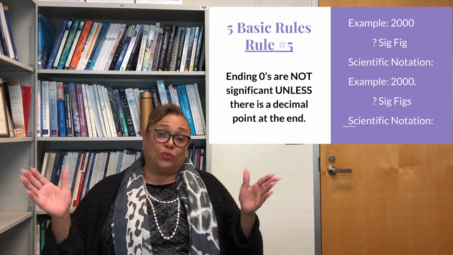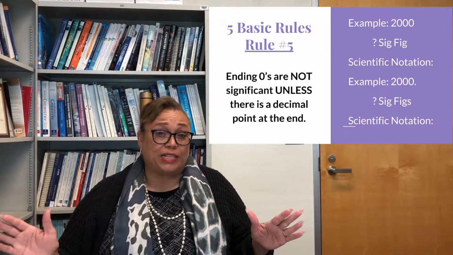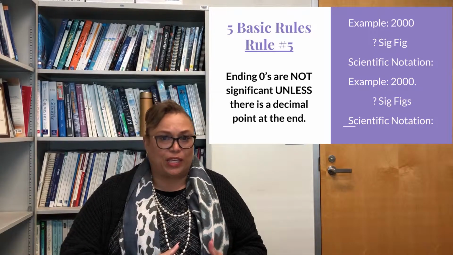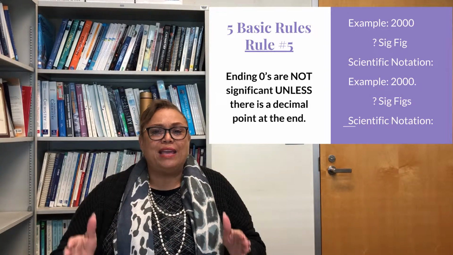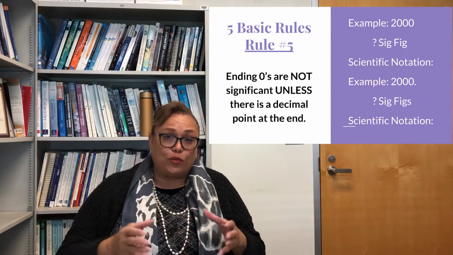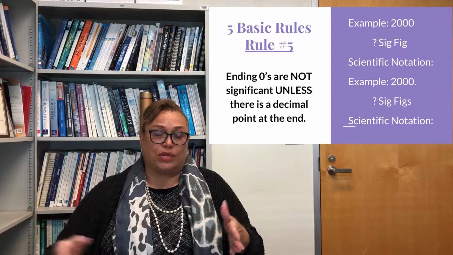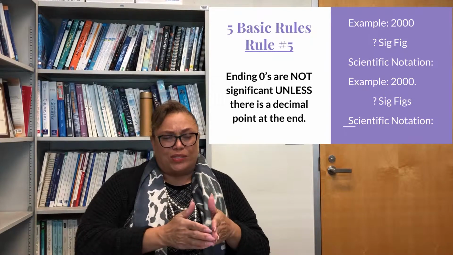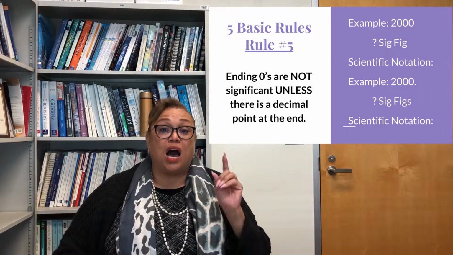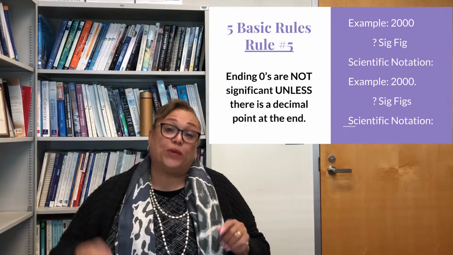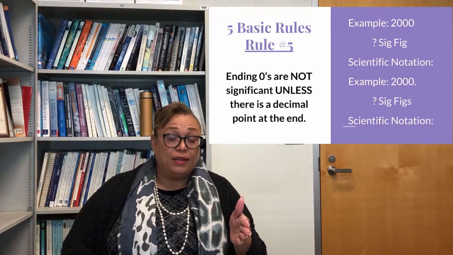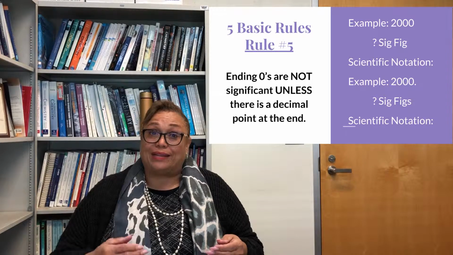Now, our final rule is a little bit different in your textbook, but I've got to give it to you the way we do it in general chemistry. The way the rule works is very, very simple. All you have to remember is that ending zeros, like 2000, will not be significant unless you put a decimal point at the end. You're going to do this in general chemistry, so make sure that you do it correctly.